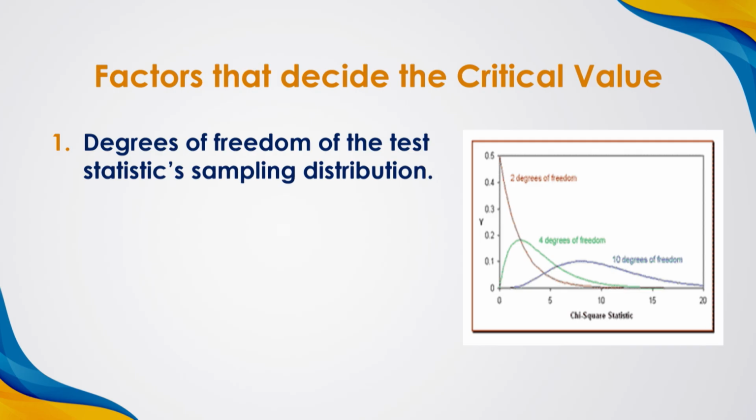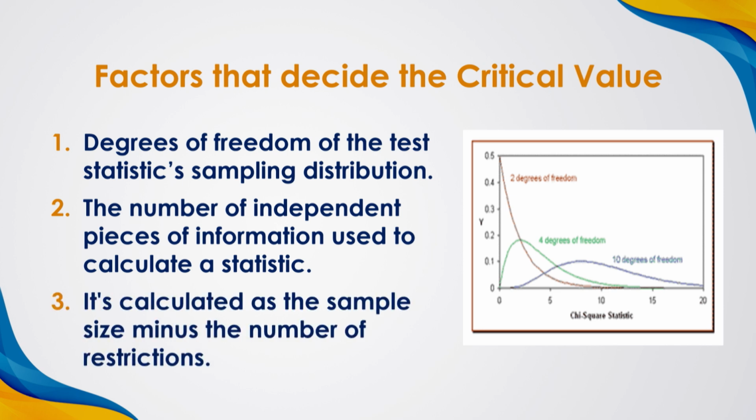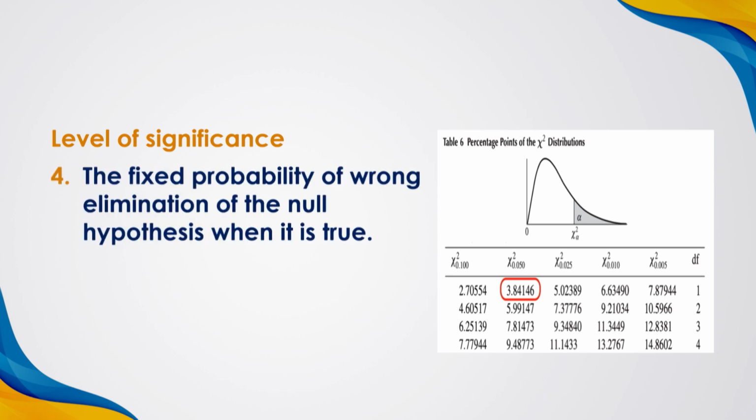Factors that decide the critical values. There are several factors which we have to consider for computing or arriving at the value called critical value. First one is degrees of freedom of the test statistic, which is the sampling distribution of the parent population. It is the number of independent pieces of information used to calculate a statistic, calculated as the sample size minus the number of restrictions. Second factor is level of significance, the fixed probability of wrongly rejecting the null hypothesis when it is true.